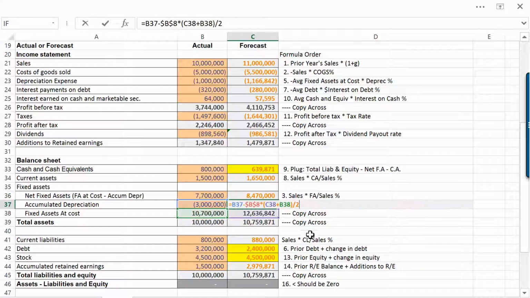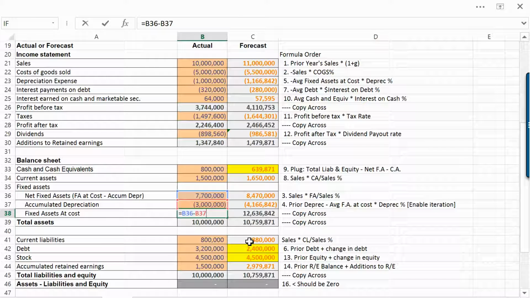I'll then calculate, well, here you can see I just copied this down. Fixed assets at cost is the difference here between net fixed assets and accumulated depreciation. So the cost of these items, cost of these capital expenditures must have been 10 billion because their net value is 7 billion, so we must have subtracted accumulated depreciation so far of 3 billion. So I'll just copy that formula over.